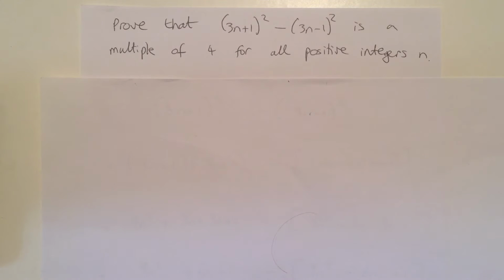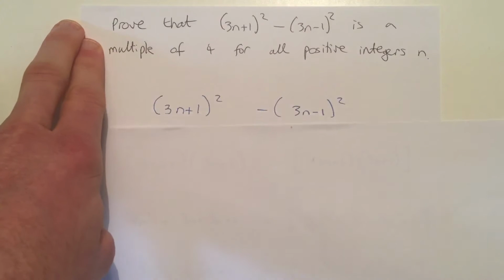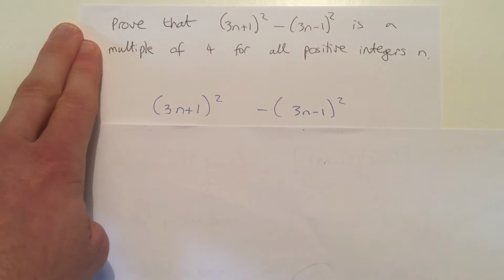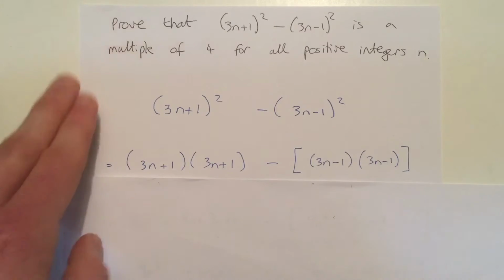Prove that (3n + 1)² − (3n − 1)² is a multiple of 4 for all positive integers n. So, first thing I'm going to do is just write the original statement down. Now, the next thing I'm going to do is expand out those brackets.